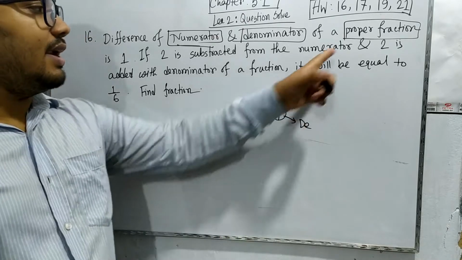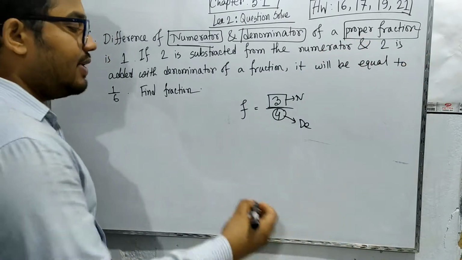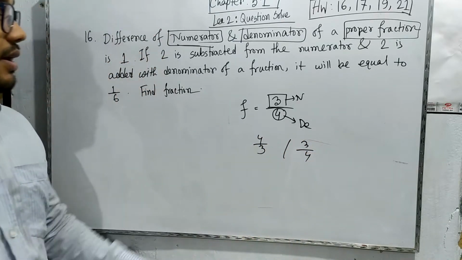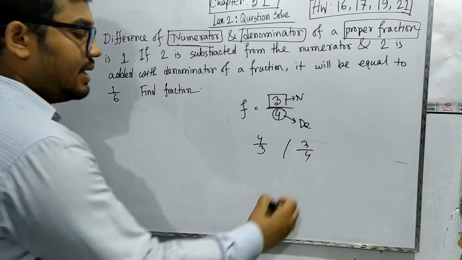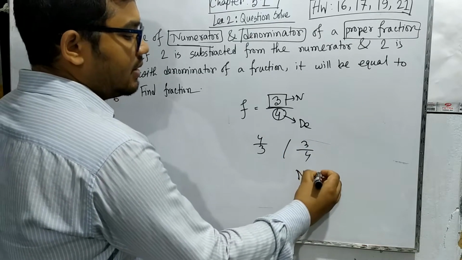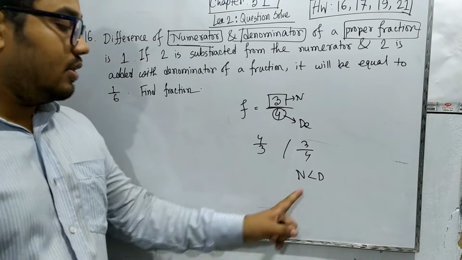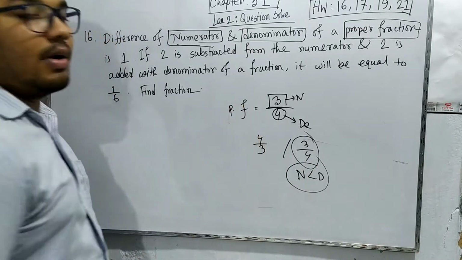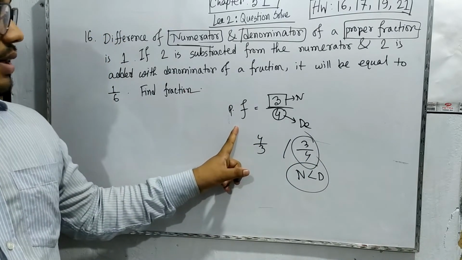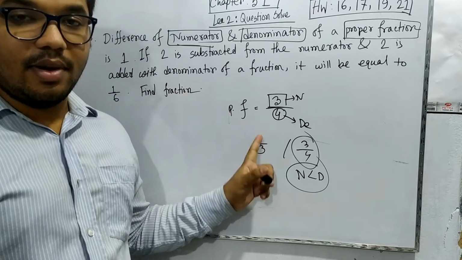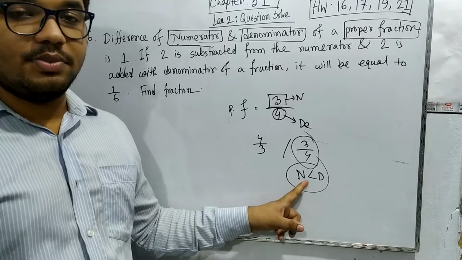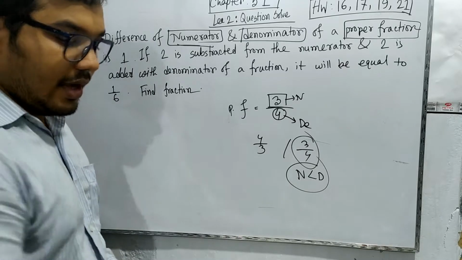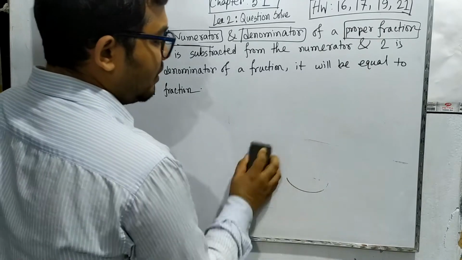Now the question is what actually a proper fraction is. There are different types of fractions. When our numerator is less than the denominator, we can say this is called a proper fraction. So in a proper fraction, we have to remember that the numerator must always be less than the denominator. This is the definition of a proper fraction.